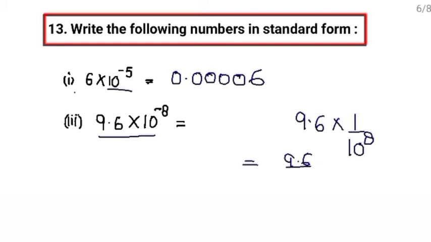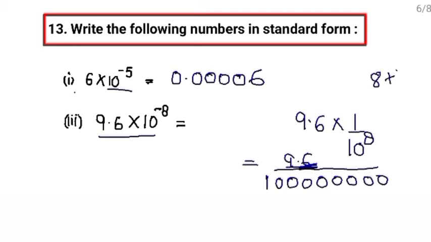10 raised to the power 8 means 10 will be multiplied by itself 8 times. So there will be 8 zeros. 1, 2, 3, 4, 5, 6, 7, 8. Now in the denominator you have 8 zeros and already you have 1 decimal place. That means after the decimal there is already 1 digit. So we will put the decimal 8 plus 1, 9 digits from the end. That means after the decimal there should be 9 digits.